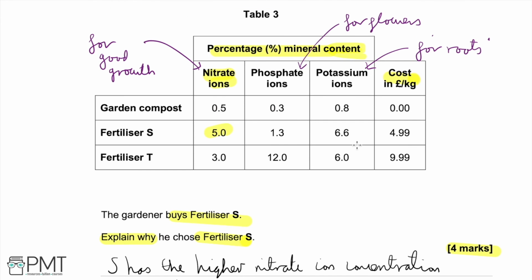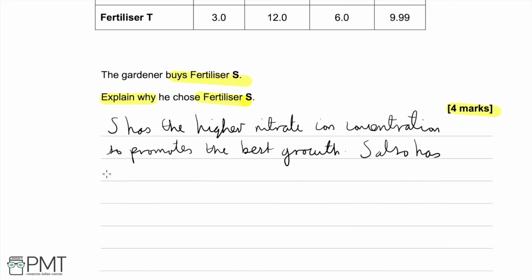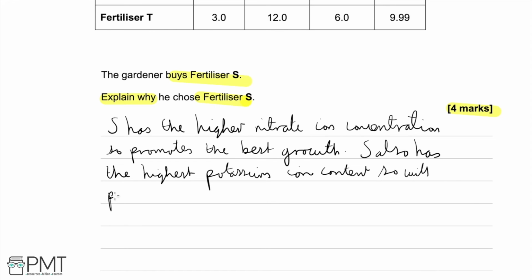Let's look next to another column in which we can see S is the highest, and that is potassium ions. So since it has the highest potassium ion concentration, that must mean it will have produced plants with the strongest roots. So that is our second point. That S also has the highest potassium ion content, so it will produce plants with the strongest roots.